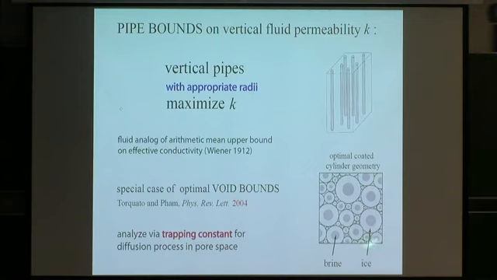And basically, it's going to be these hierarchical sets of pipes that come out. They're basically the so-called Hashin-Shtrikman coated cylinder geometries. And so what we've produced is the fluid analog of the arithmetic mean upper bound on the effective conductivity, at least in the case of sea ice. And this is based on some very beautiful optimal void bounds found by a friend of mine, Sal Torquato at Princeton, and I think one of his PhD students, published in Phys Rev Letters in 2004. And what's interesting here is you have to take a completely roundabout way to actually prove these. Namely, you have to analyze what's called a trapping constant for a diffusion process in the pore space.